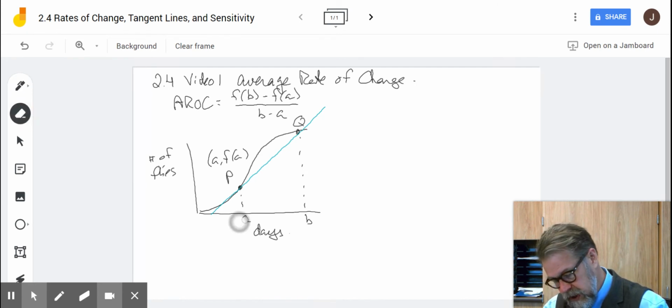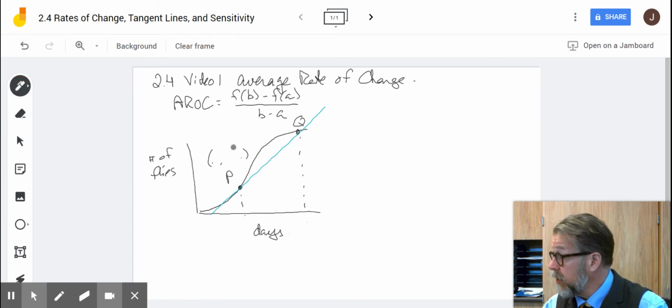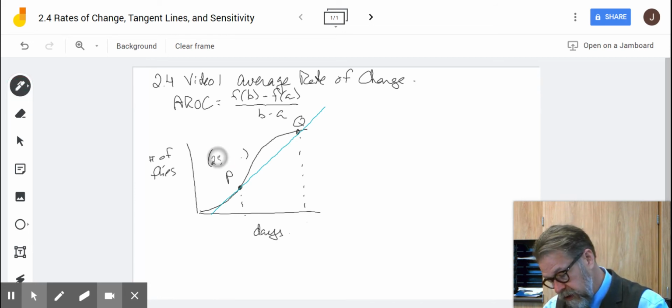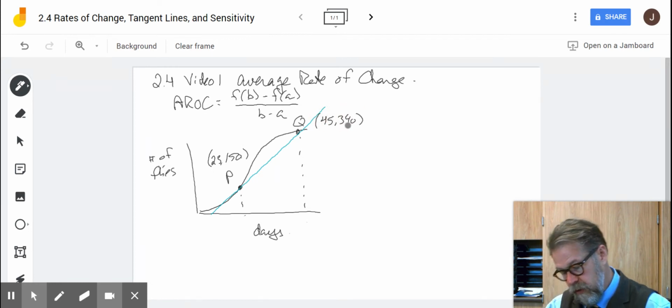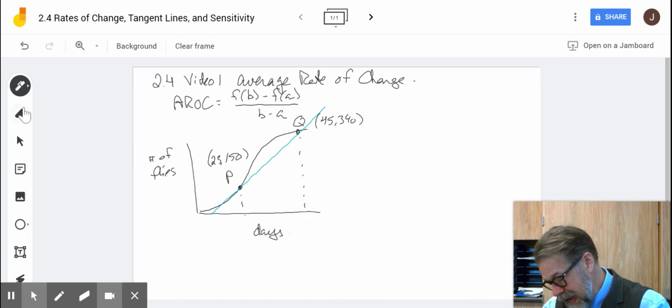Actually, you know what? Let's give these some numbers. Why not? We'll just go ahead and call this 23, 150. On day 23, there are 150 fruit flies. And this one will be 45, 340. On day 45, there are 340 fruit flies. And this line right here is called a secant line because it runs between 2 points on a curve.